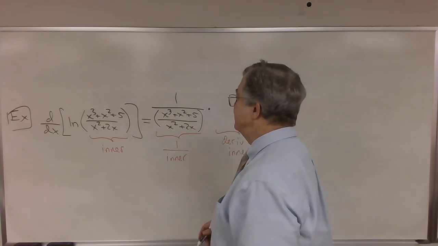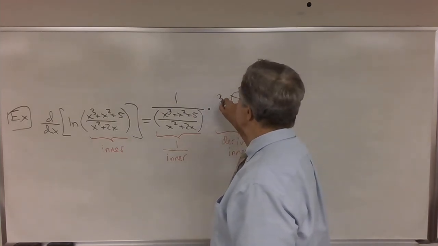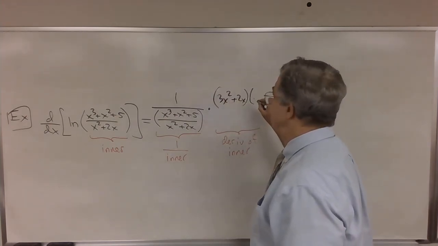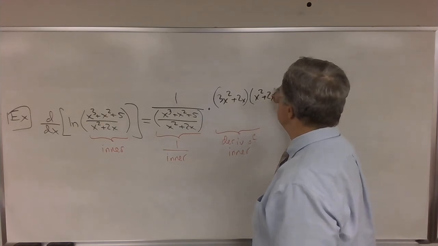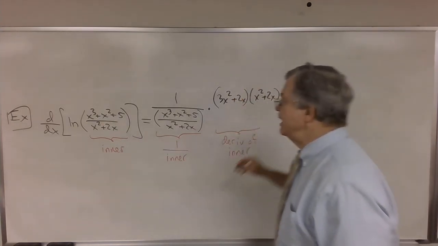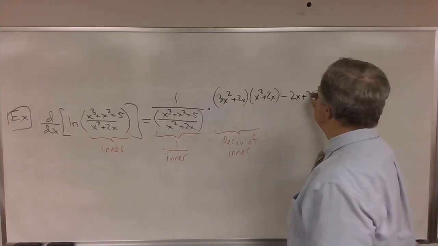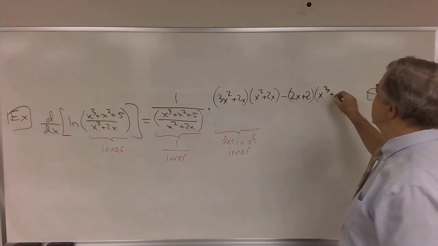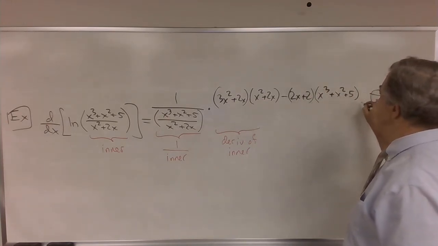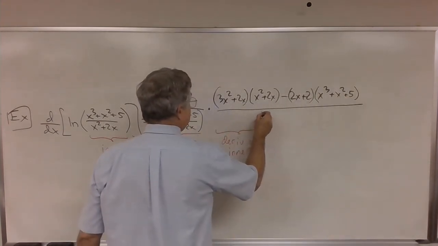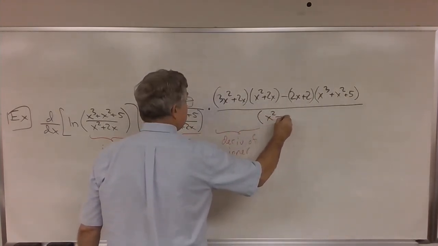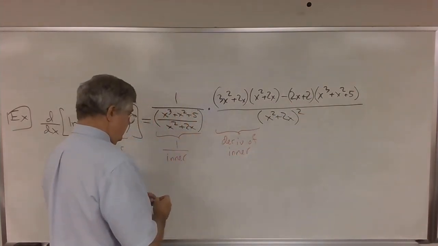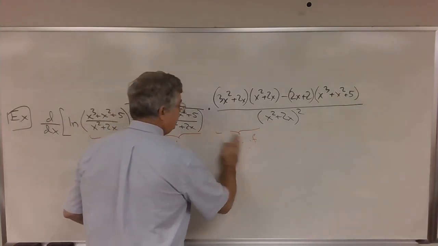Here, the derivative of the quotient is top prime, 3x squared plus 2x, times the bottom, x squared plus 2x, minus bottom prime, 2x plus 2, times the top, x cubed plus x squared plus 5, all over the bottom squared, x squared plus 2x, squared. Okay, so here's our derivative of the inner.